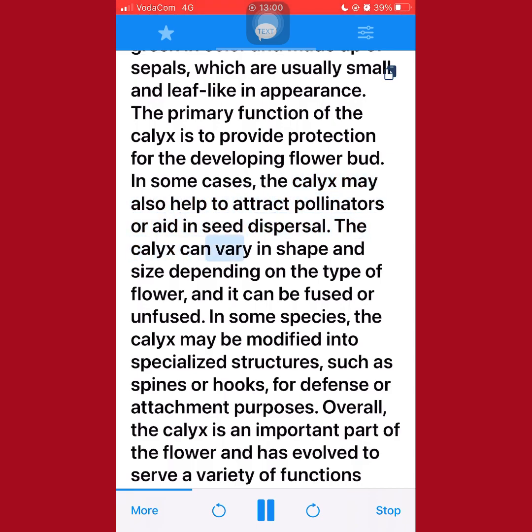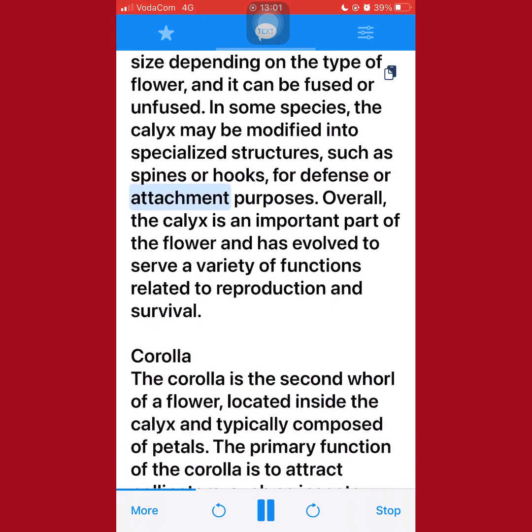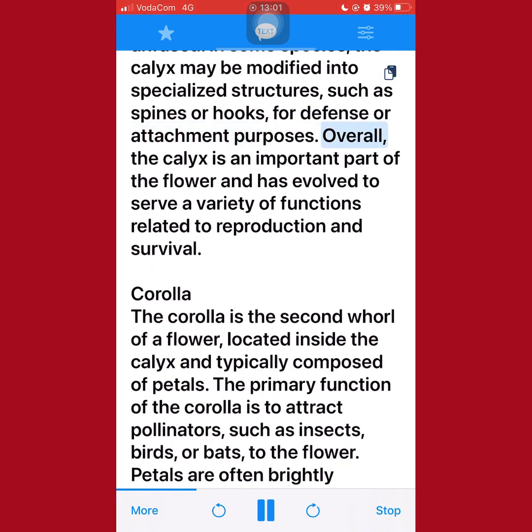The calyx can vary in shape and size depending on the type of flower, and it can be fused or unfused. In some species, the calyx may be modified into specialized structures, such as spines or hooks, for defense or attachment purposes. Overall, the calyx is an important part of the flower and has evolved to serve a variety of functions related to reproduction and survival.